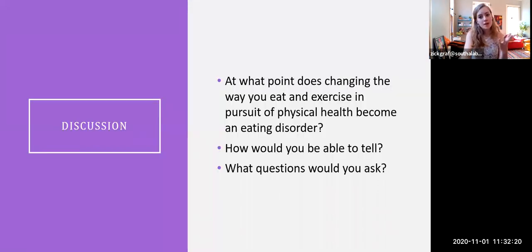Okay, so a discussion that I'd like to have in class, but I'll just sort of introduce it now, is at what point does changing the way that you eat and exercise in pursuit of physical health, or something like muscularity, become an eating disorder? How would you be able to tell? And if you were a clinician trying to diagnose this, what kinds of questions would you ask someone to try to understand whether they're engaging in disordered eating behaviors like binging, purging, and restriction, or whether they have disordered eating cognitions like body dissatisfaction, preoccupation with shape and weight, drive for thinness, body dysmorphia, preoccupation with food, and distress, shame, and guilt about eating.